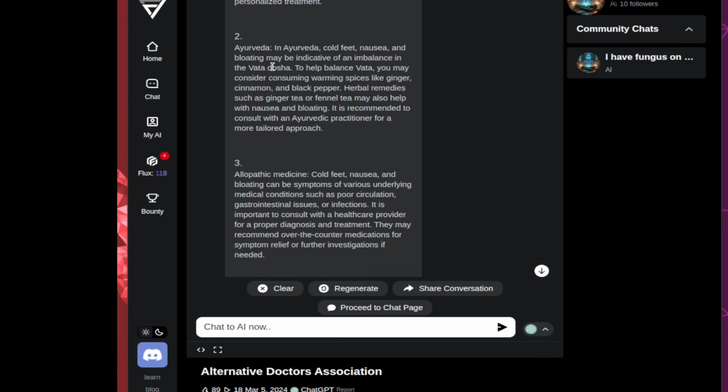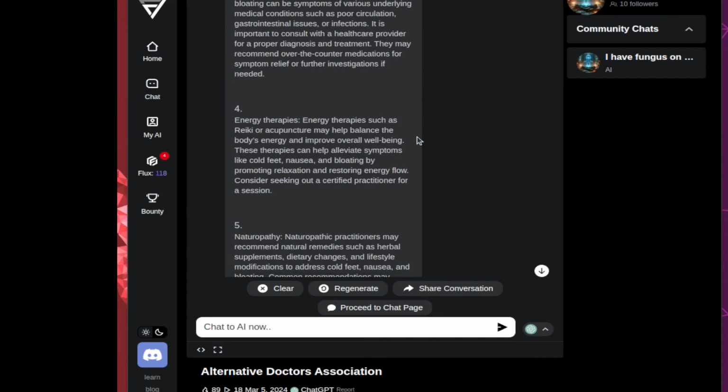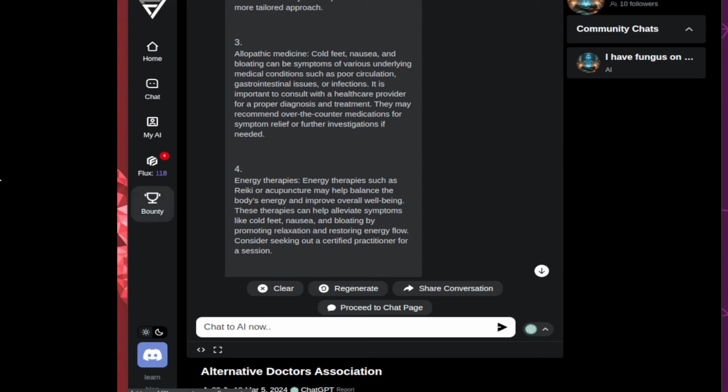You see the point. Now the second perspective is the Ayurvedic treatment. In Ayurveda, cold feet, nausea and bloating may be indicative of an imbalance in the Vata dosha. To help balance Vata, you may consider consuming warmer spices like ginger, cinnamon. You get the point. Third perspective, allopathic medicine. So here we have cold feet, nausea again, same symptoms but different analysis. So they say you have underlying conditions such as poor circulation, gastrointestinal issues or infections. It's important to consult with the healthcare provider.